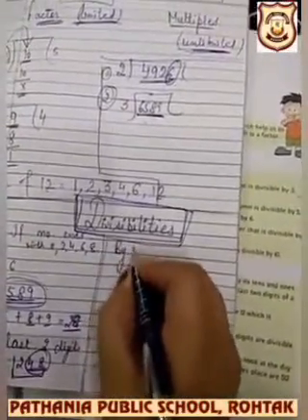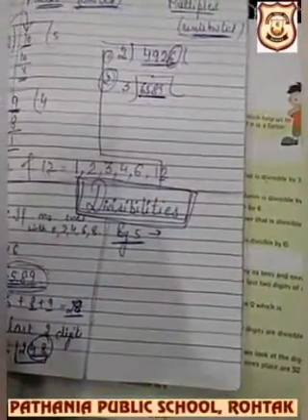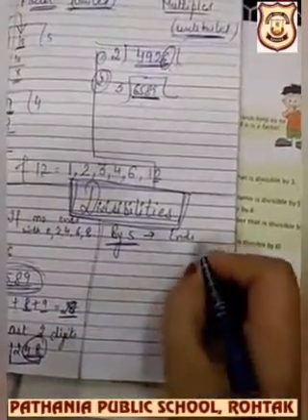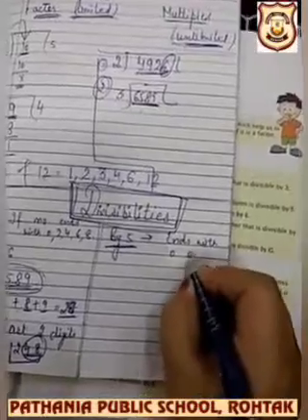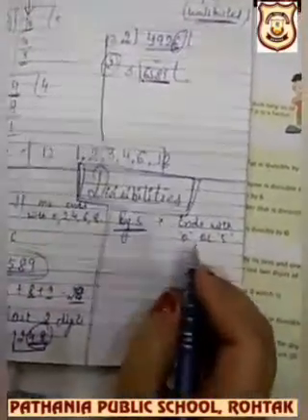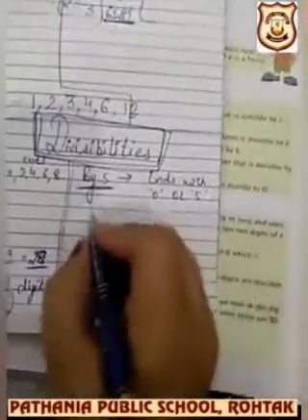Next is divisibility of 5. Divisibility of 5 is very easy. You only have to check its end. If the number ends with 0 or 5, then that number is divisible by 5, otherwise not.